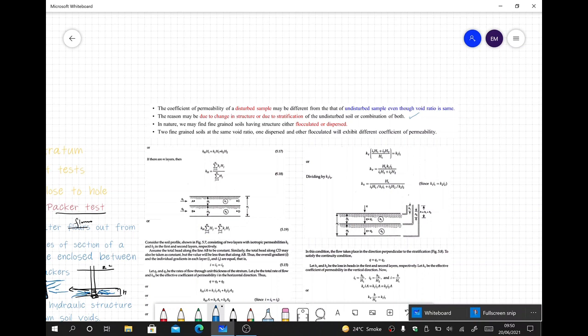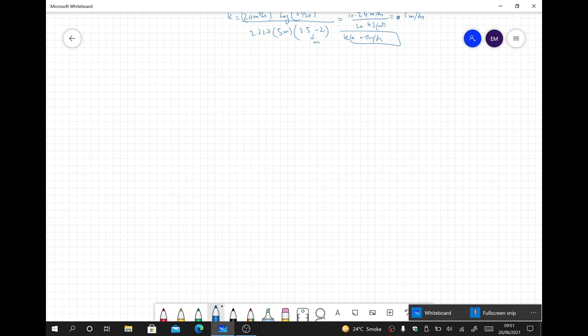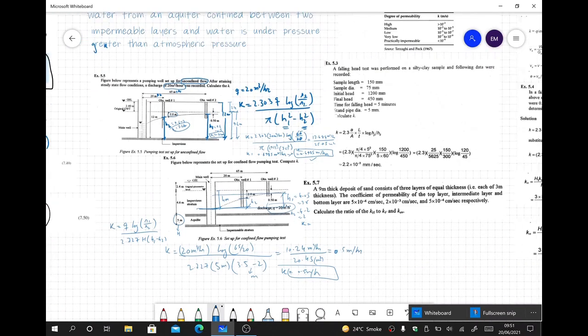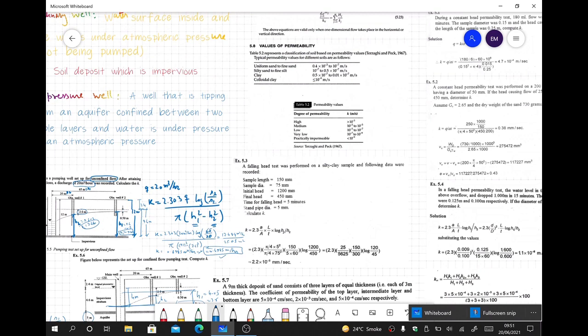In nature, we may have fine-grained soils having structures either flocculated or dispersed, and two fine-grained soils at the same void ratio, one dispersed and the other flocculated, will exhibit different coefficients of permeability. So this is very important. Now the last topic of permeability is, if we have layered soils, how the permeability will vary if we are considering layers in the horizontal direction and in the vertical direction.